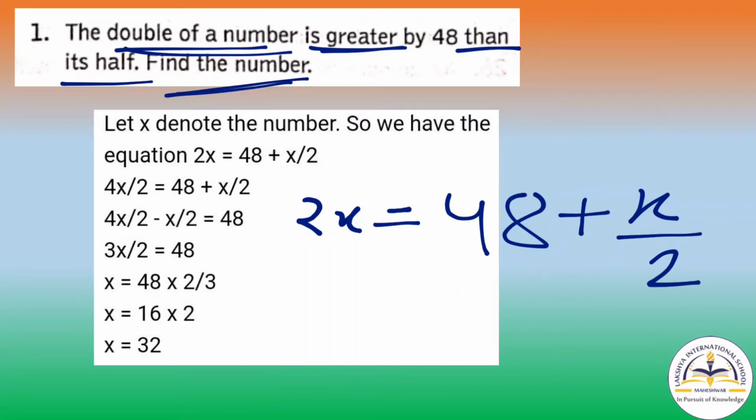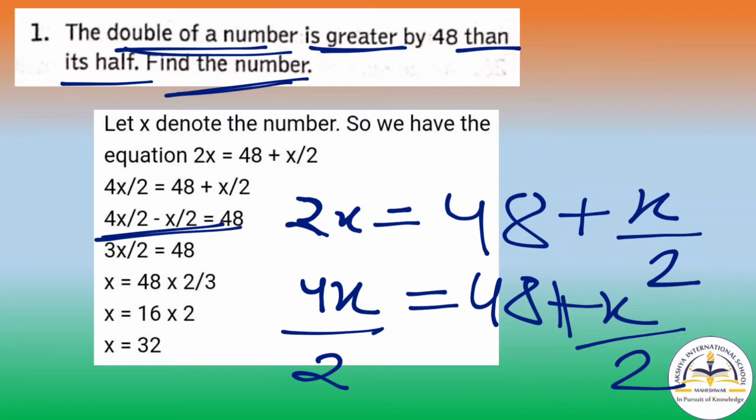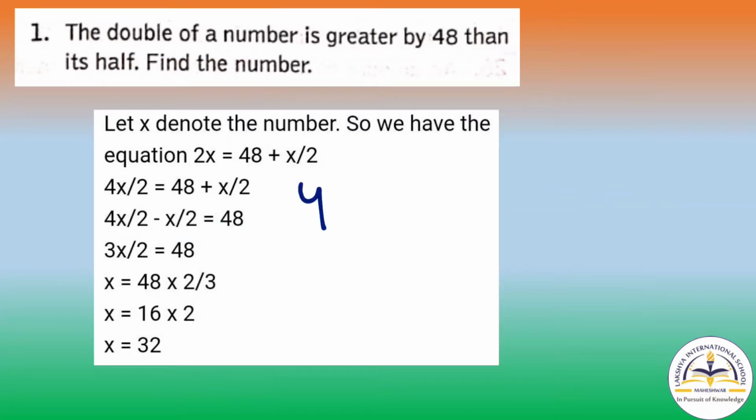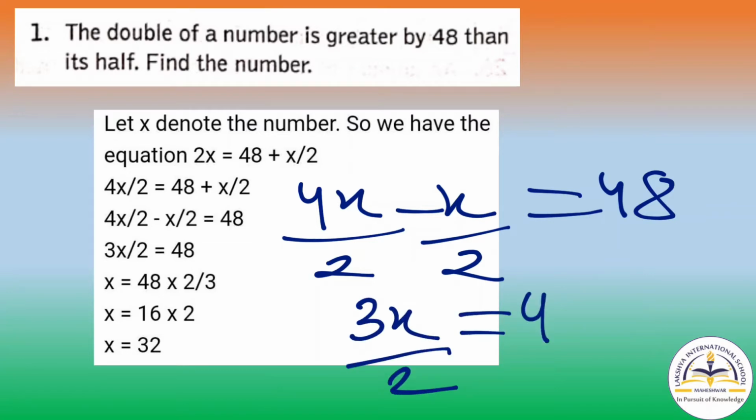Now for this equation we have to solve. When you multiply 2 into 2x, you will get 4x by 2 equals 48 plus x by 2. Now we will transfer this value to the LHS. We will get 4x by 2 minus x by 2 equals 48. Now 4x minus x, that is 3x by 2 equals 48.